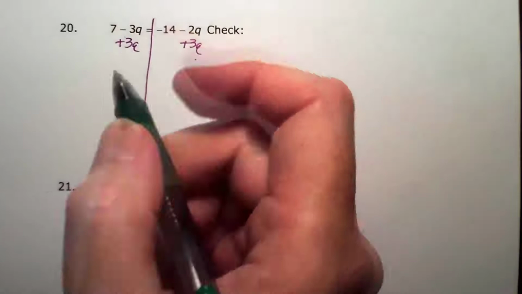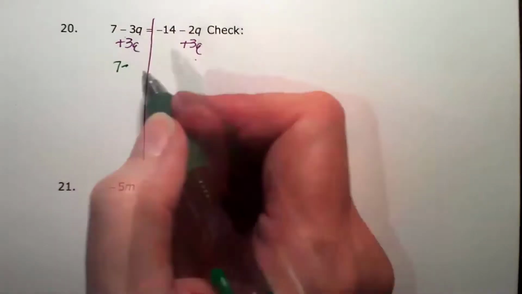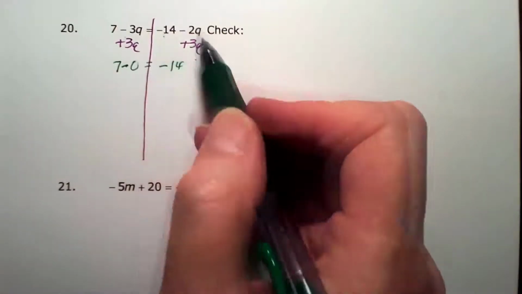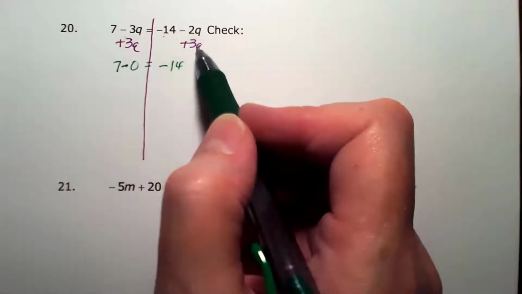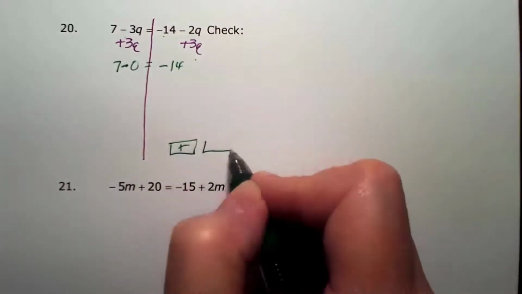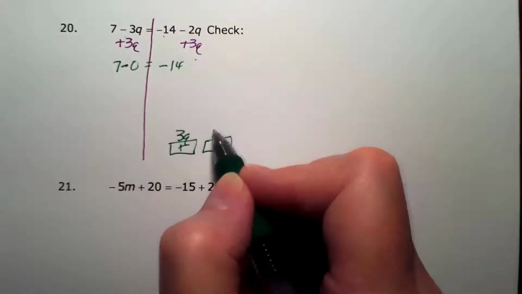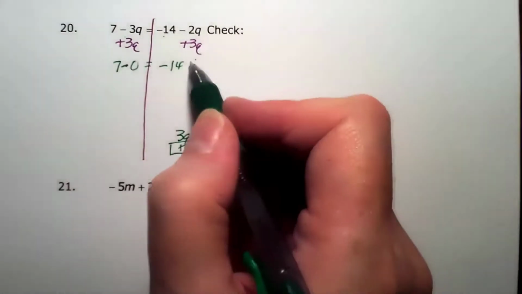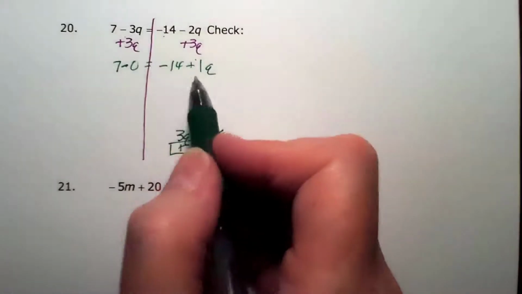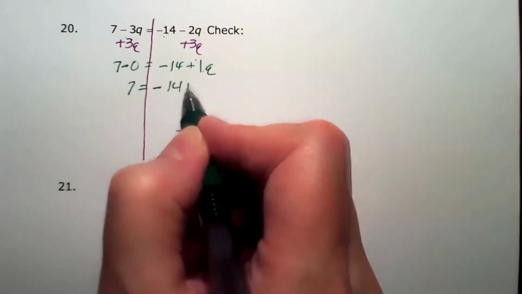When I do that, I get 7 minus 3q, -3q plus positive 3q turns into a 0. Over here, I have -14 and -2q, positive 3q. If I were to do the boxes, a positive and a negative box, I have positive 3q's and I have -2q's. Which box has more? The positive. How much more? There's one more. So 1q. So really, I wouldn't even put the 1 or the 0. I'd just say 7 equals -14 plus q.